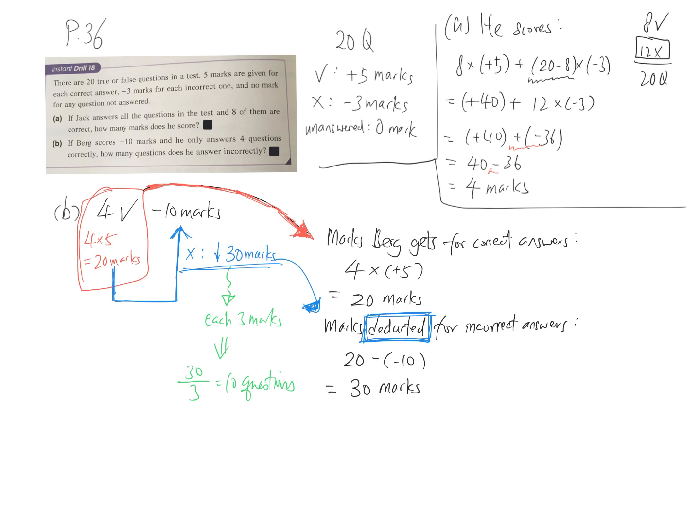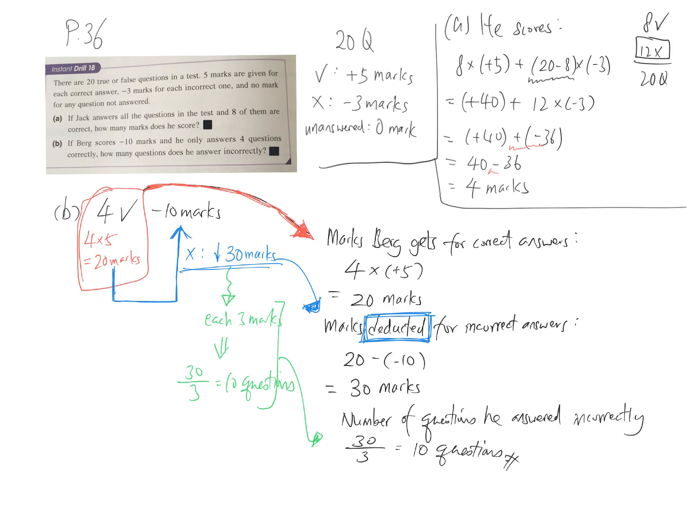So lastly, you will get the number of questions here, this part, the number of questions that he got incorrect. Number he answered incorrectly. That is 30 marks divided by 3, 10 questions. Okay, done.